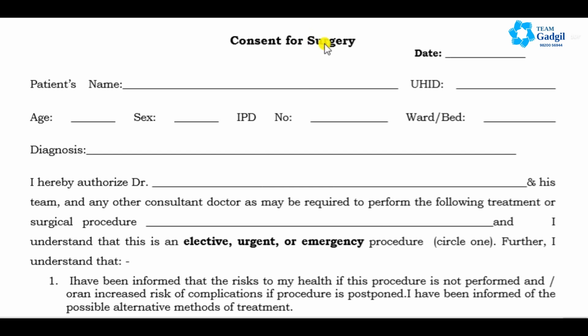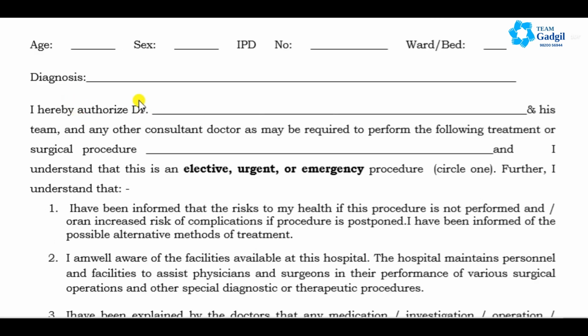This is a consent form for surgery. Here will be the patient's name. Here will be the date on which the consent is taken. This is a UHID number, age of the patient, sex, IPD number if you have other than UHID number, ward or bed, and provisional diagnosis. The patient authorizes Dr. XYZ and his team or consulting doctor as required to perform the following treatment procedure.